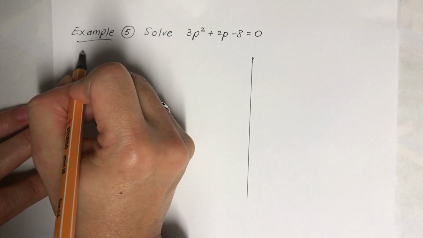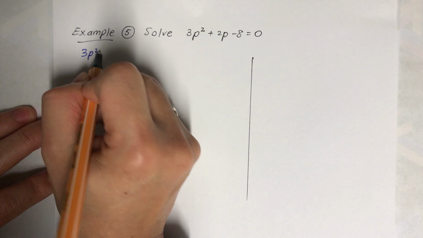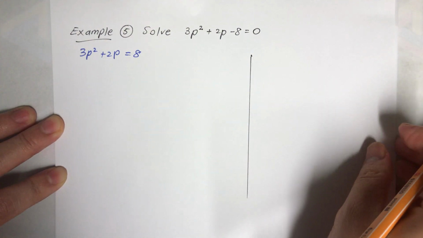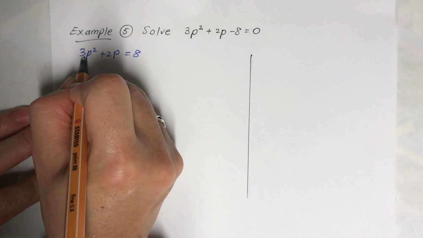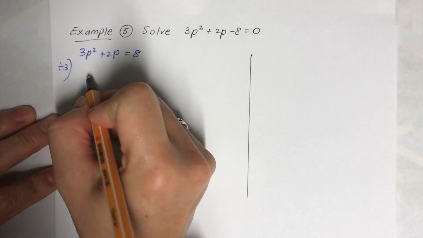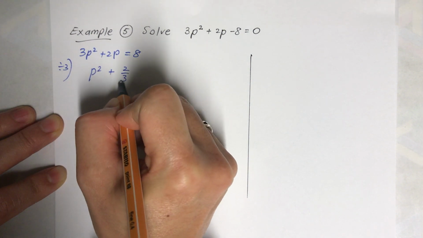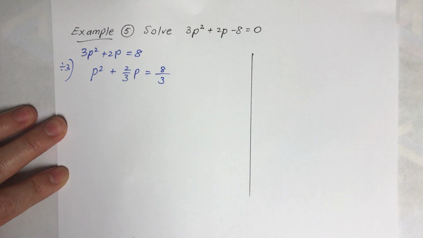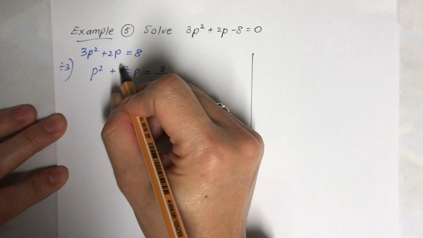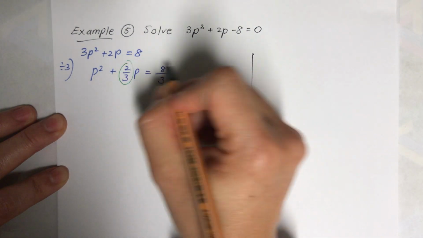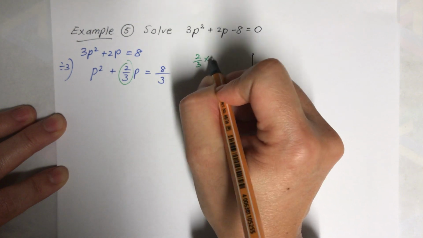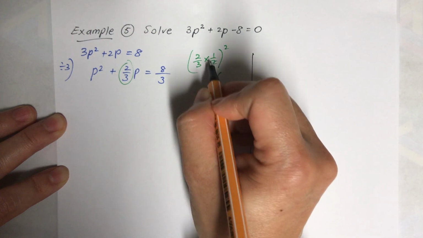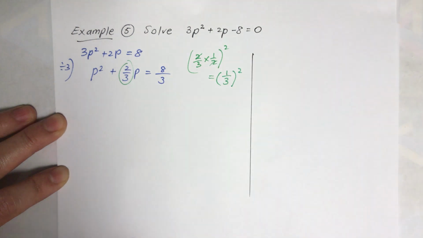Okay, so the first step is 3p squared plus 2p equals 8. I'm going to move this minus 8 to the other side. That's not too bad. And then I need to make it monic, so divide by 3. So it'll be p squared plus 2 over 3p equals 8 over 3. Now what we have to do is take half of the coefficient and then square it. So 2 over 3 times half and squared, which, we can cancel it, easy, is 1 over 3.